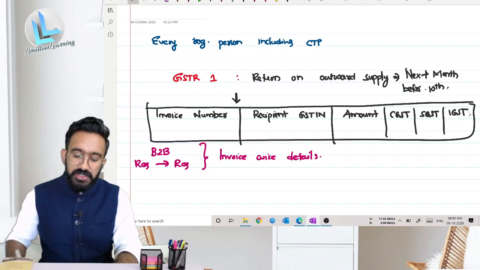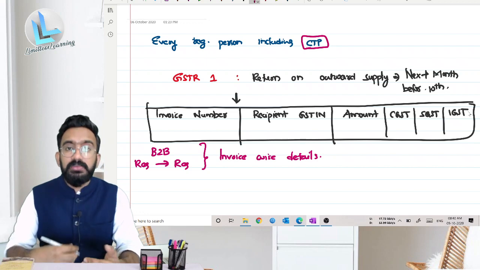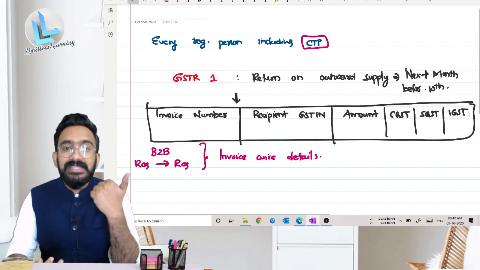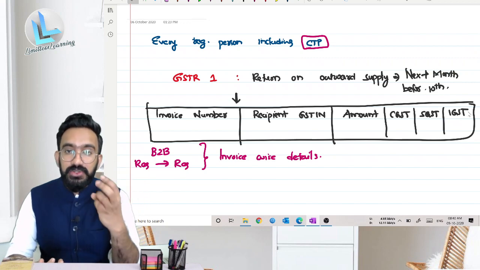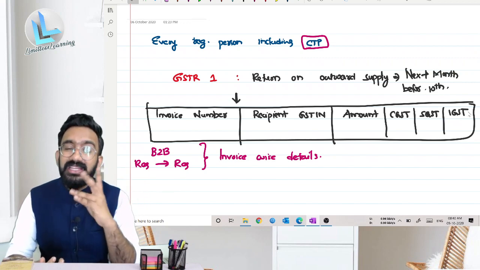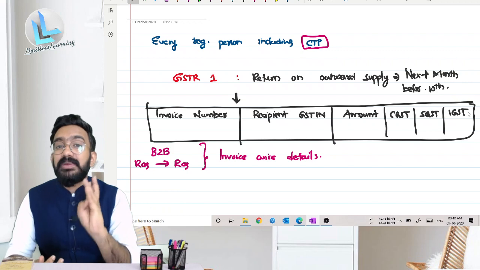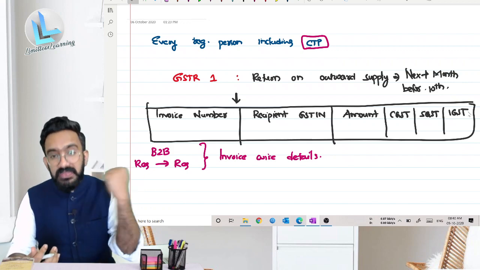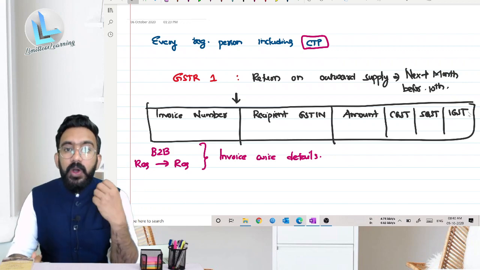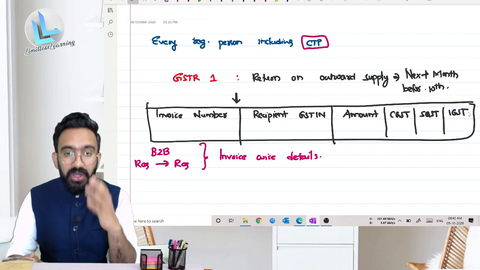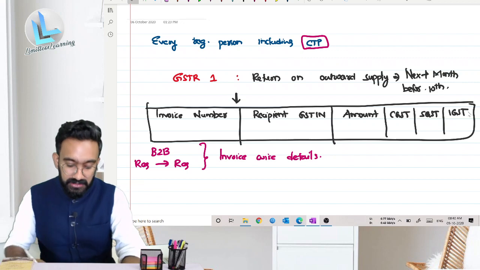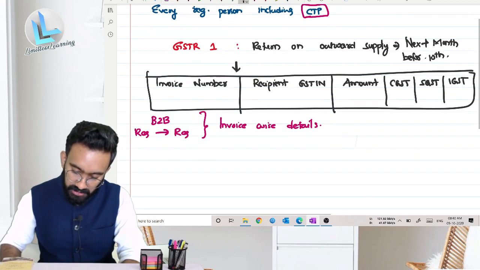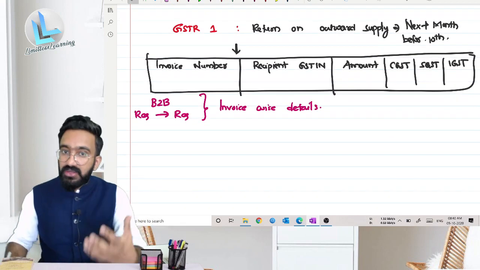So every registered person, including CTP, except certain people who are not making a taxable supply, like a TDS person, a TCS person, or an input service distributor, and there are specific exclusions for OIDAR, and a separate return is available for an RTP. Except these people, all other registered persons and casual taxable persons will have to submit GSTR1 on or before 10th of the subsequent month.